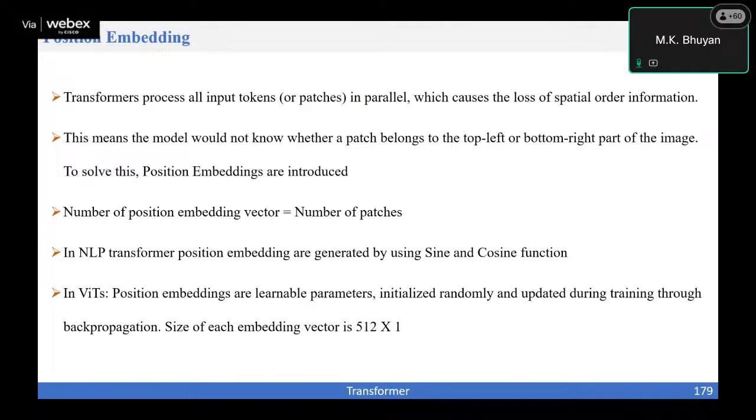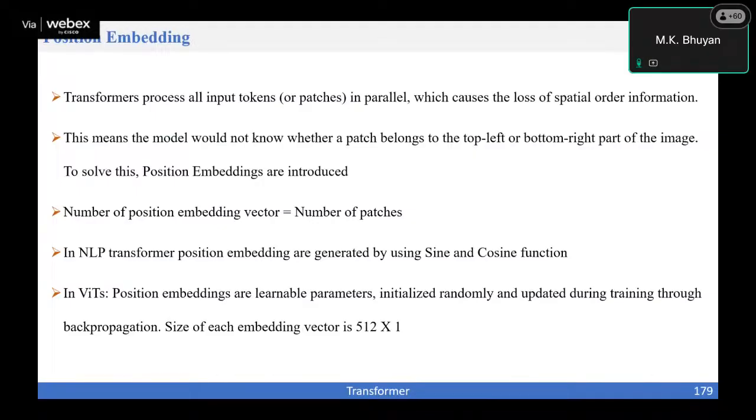The transformer processes all the tokens in parallel, so spatial information is lost. That is why we also have to do the position embedding, and the number of position embedding vectors is equal to the number of patches. In the case of NLP, we consider the sine and cosine function, but in this case we are not considering the sine and cosine function. For the vision transformer, we consider training of this. Position embeddings are learnable parameters, initialized randomly and updated during training through backpropagation.